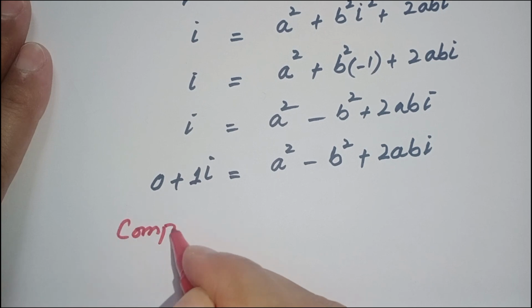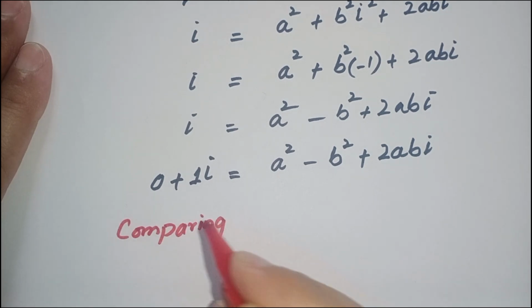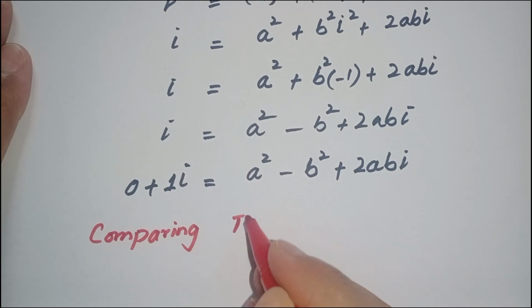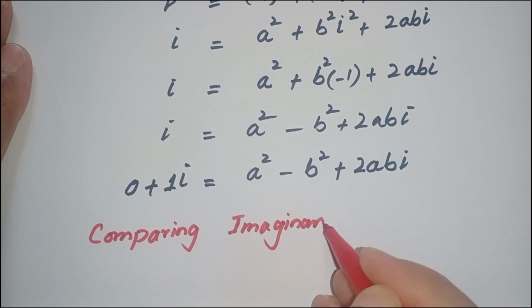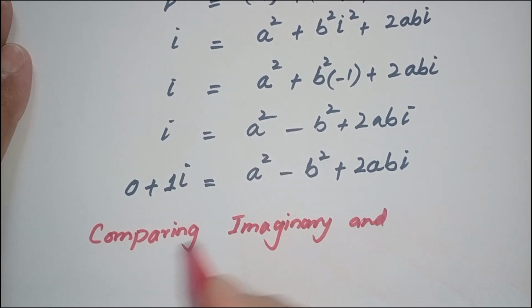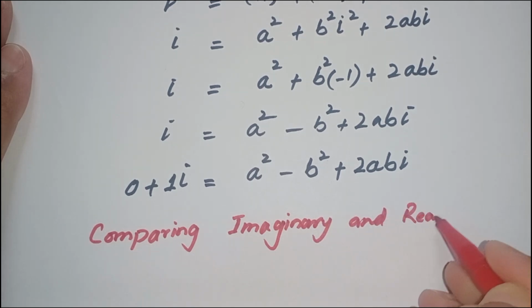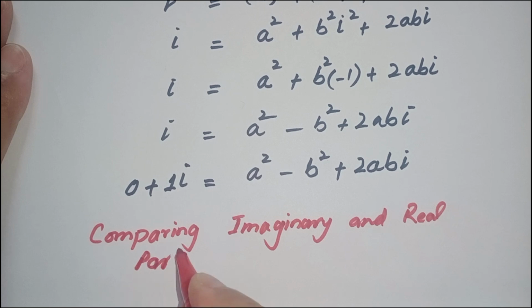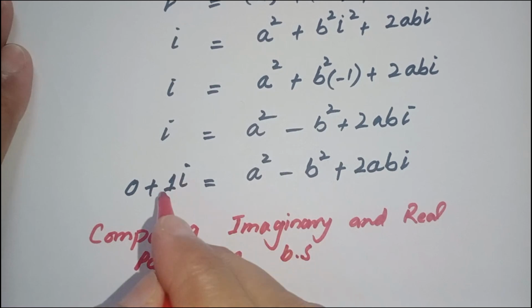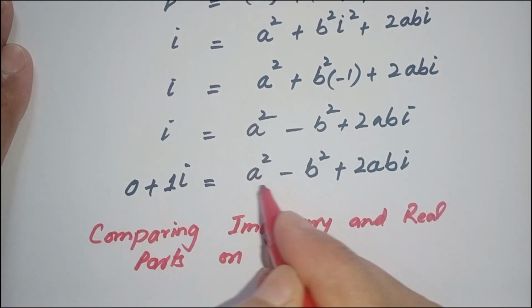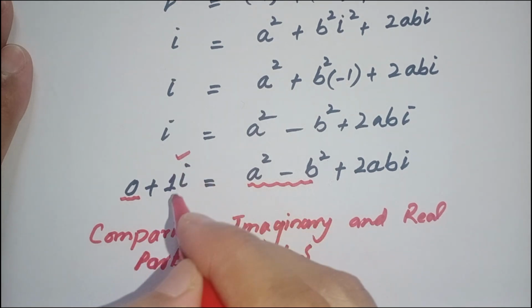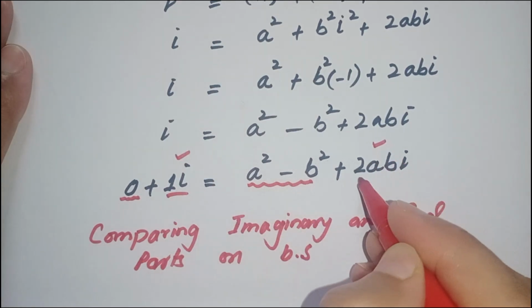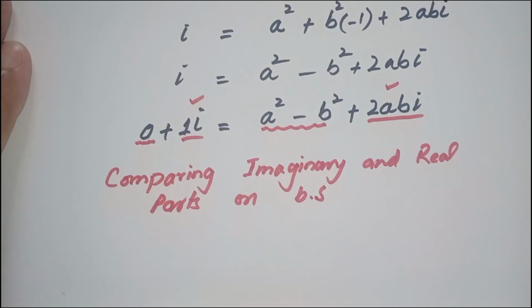So we will compare the imaginary and real parts on both sides. The real part we will compare with 0, and the imaginary part we will compare with 2abi.